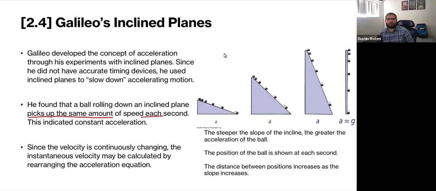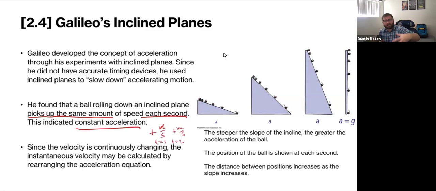Okay? So this indicated constant acceleration. That means you're getting the same amount of speed each second. So if this is the first second, you get a speed boost. Second, so if this is T1, T2, you get plus the same amount of speed boost every time.